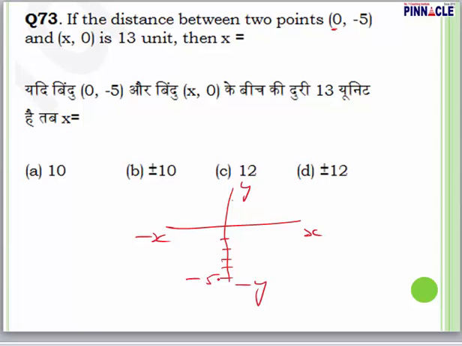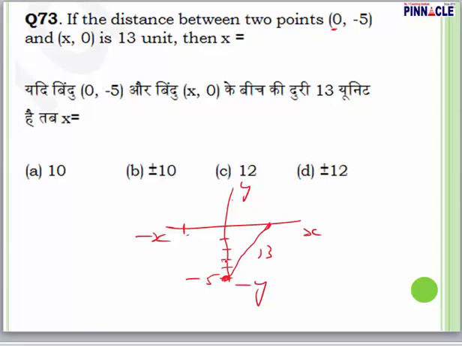You can write minus 5 here, and x is 0, neither plus nor minus, and the distance to (x, 0) is equal to 13. We have to find x, and y is 0. We have to find the value of x either on this side or this side, and that would be 13. Suppose this is 13.